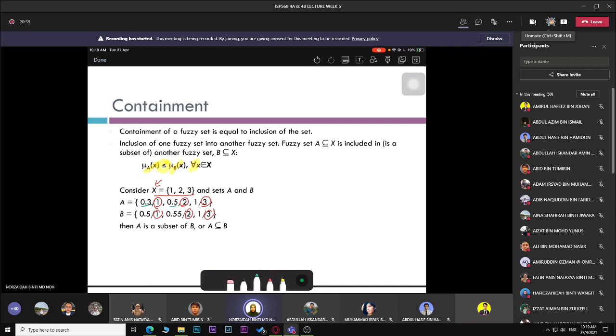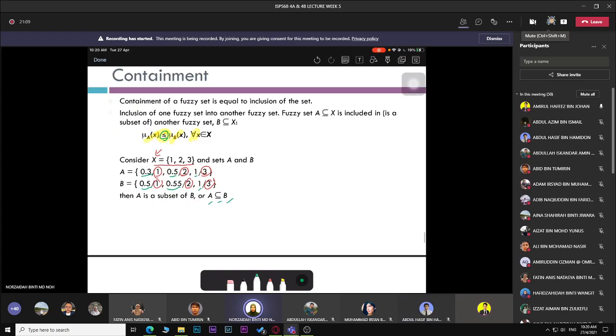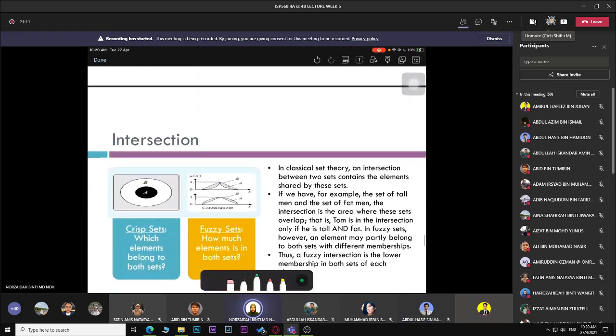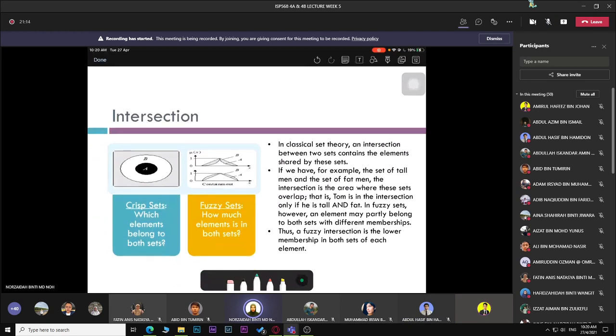3 belongs to A is 1. And 1 belongs to B, 0.5. 2 belongs to B, 0.55. 3 belongs to B, 1. So, if you look at the degree of membership, for each of the elements it is always less than or equal to. Okay? Because of that, we can say that A is a subset of B. Clear? Clear, madam. Alright. If we are clear, we can move on to the next one, which is intersection.